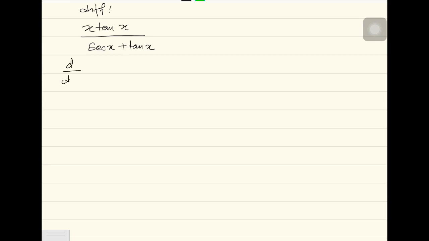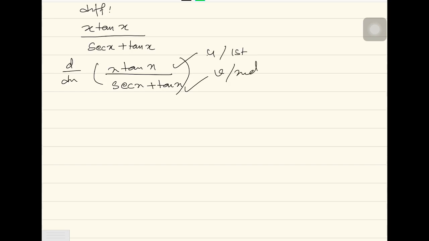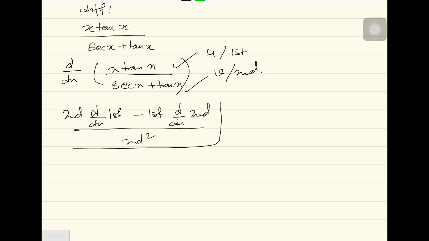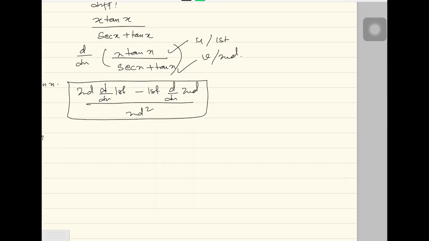So let me start by saying d/dx of (x tan x)/(sec x + tan x). Let's apply the operator first. I apply d/dx, the differential operator. Now doesn't it look like u by v, everyone? Yes, u by v. So I can say this first, I can say this second. What is the formula of u by v? Second into d/dx of first minus first into d/dx of second, divided by second square. Isn't this the formula? Look at the general rules of differentiation.